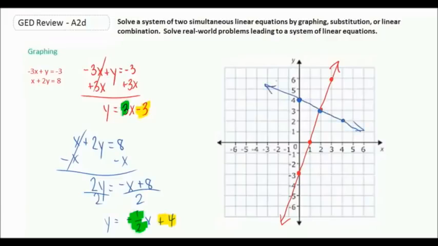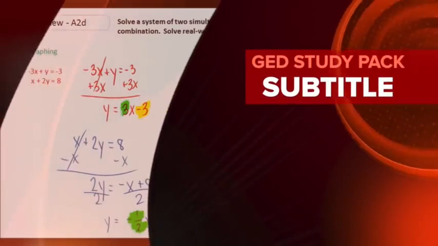And if we look at where they intersect, the point they intersect at is (2, 3), which means that is the solution to this system of equations.